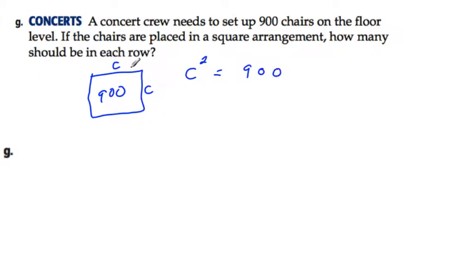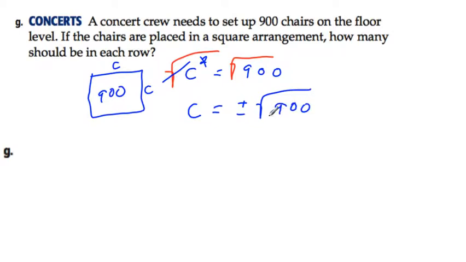To find how many chairs are on each side, how would we do that? Well, we would take the square root of each side to solve for C. Then these cancel out, and we get C is equal to plus and minus the square root of 900. Does it make any sense to have a negative number of chairs? No, it does not. So we're not going to use the negative answer. C will only be the principal square root. Let me punch that in, and that's 30 chairs on a side.